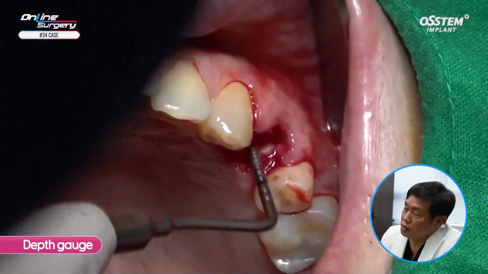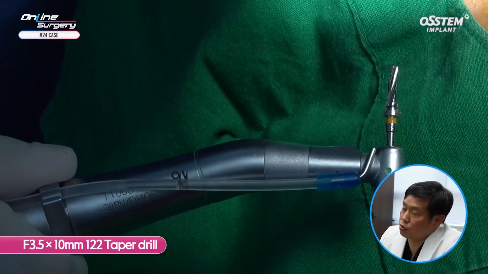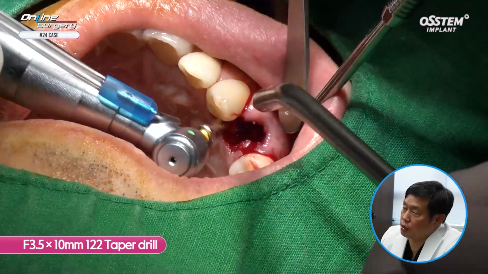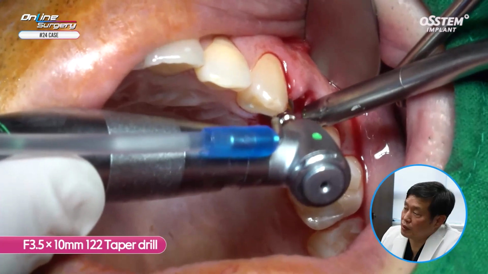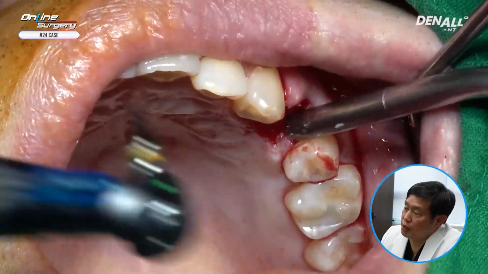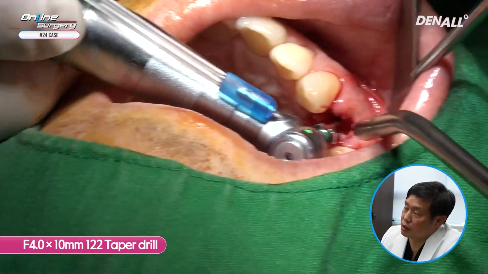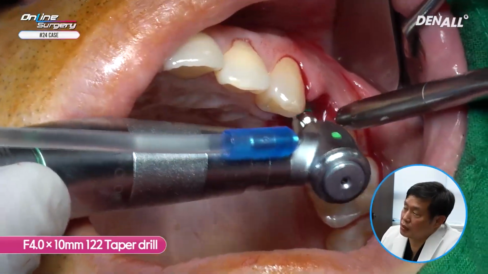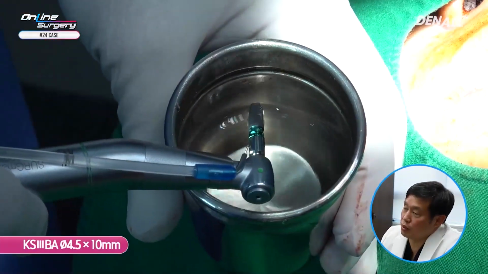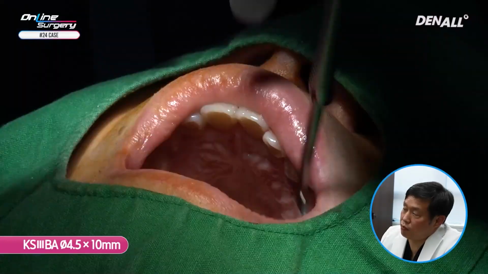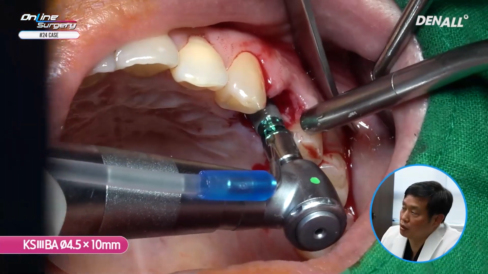Depth gauge is used to check the palatal bone once again. A 3.5 by 10 mm 1 to 2 taper drill is used for drilling. A 4.0 by 10 mm 1 to 2 taper drill is used. A 4.5 by 10 mm implant will be placed. The final drill will be used only up to 4.0 because it's an extraction socket.